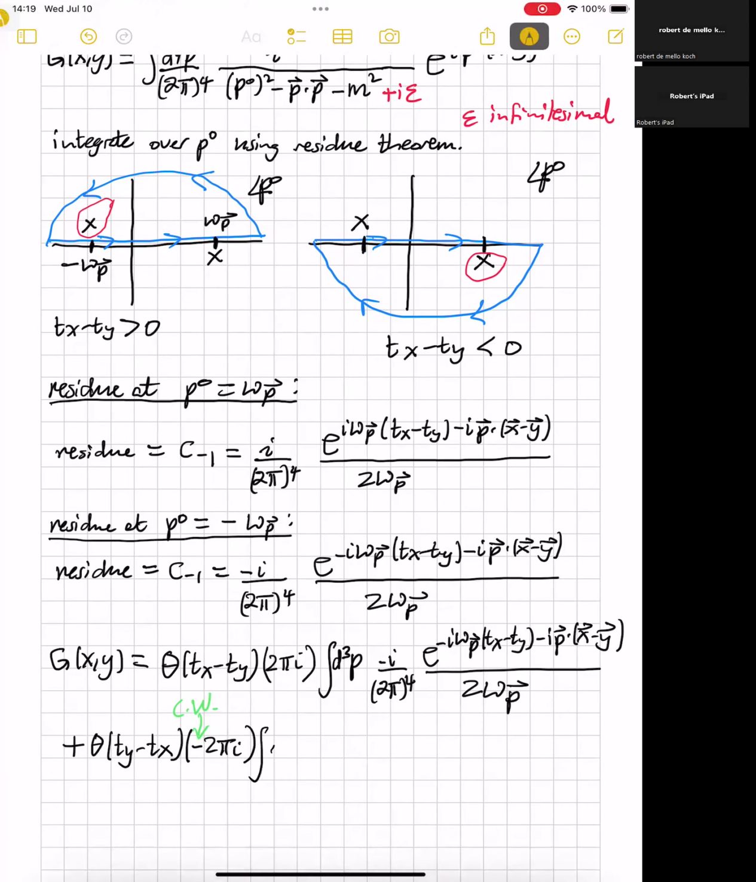Then we'll again have an integral d3p. And now we're picking up the residue at plus omega p. So what is that residue? Well, that residue is I over 2 pi to the 4, and then we will have e to the I omega p (tx minus ty) minus I p dot (x minus y), over 2 omega p.